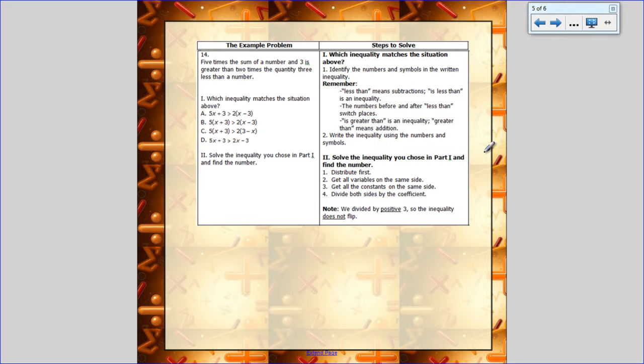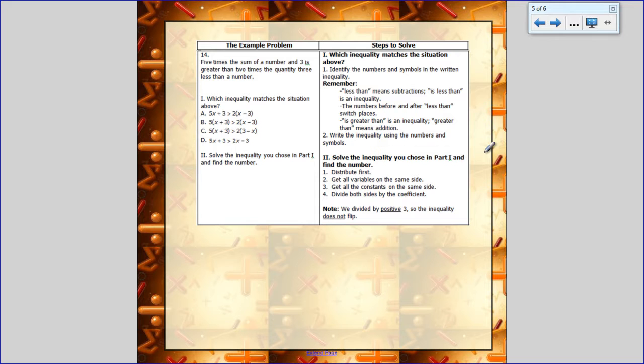So for part 1, which inequality matches? So identify the numbers and symbols that you need. So less than means subtraction. In this term it says 3 less than a number. It doesn't say 3 is less than. There's a difference. If it just says the words less than, it means subtraction. If it says is less than, it means you want the inequality symbol.